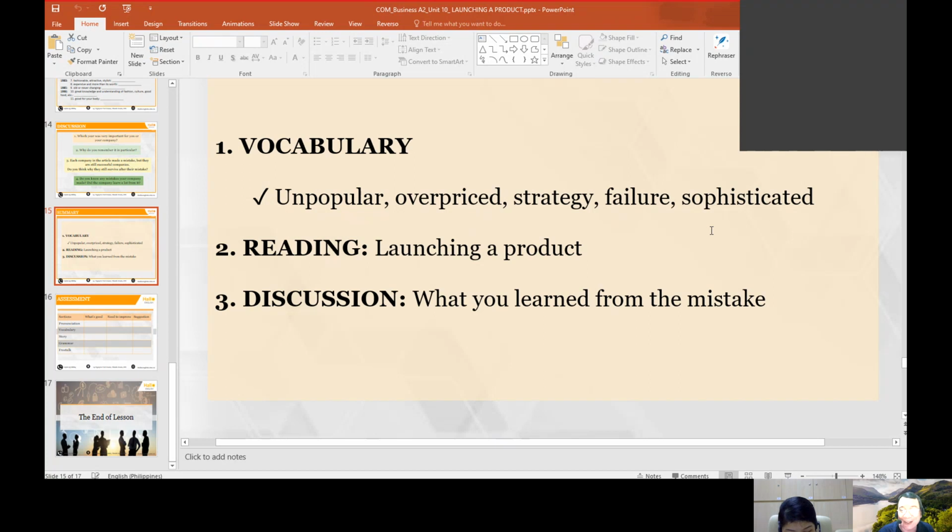Okay. So this is very, very useful in dealing with launching a product. Now, what have you learned from the mistake, Toy? Of course, what have you learned? Based on your experience, what you had learned from mistakes. So, what do you think you've learned from the mistakes of the company?